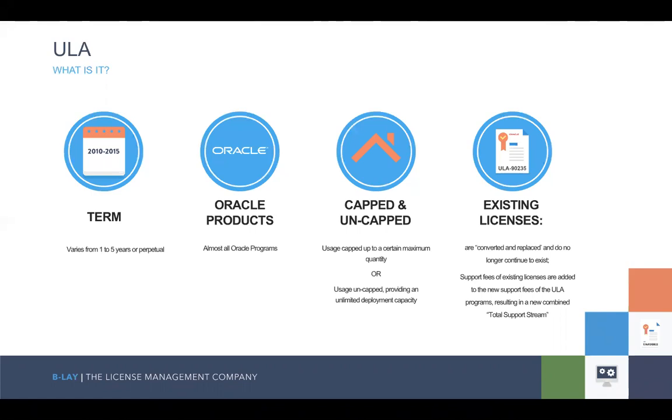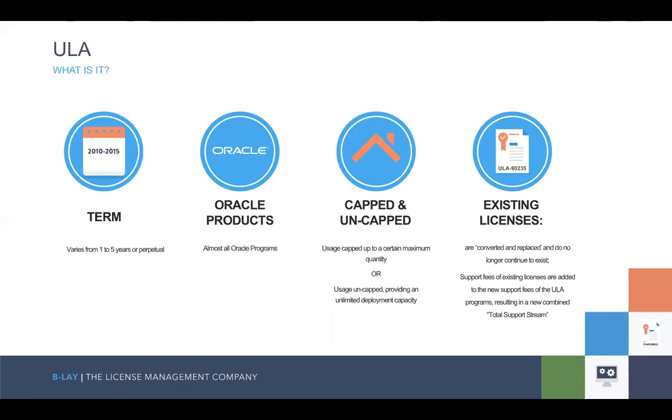But quite often you see that an unlimited license agreement is typically restricted to the so-called technology programs from Oracle, being only database options and database management packs, or in combination with the middleware products like the WebLogic Suite, or a business intelligence program like Business Intelligence Server Enterprise Edition Plus. So in principle, all the products can be part of the ULA, but quite often it is limited to technology products.